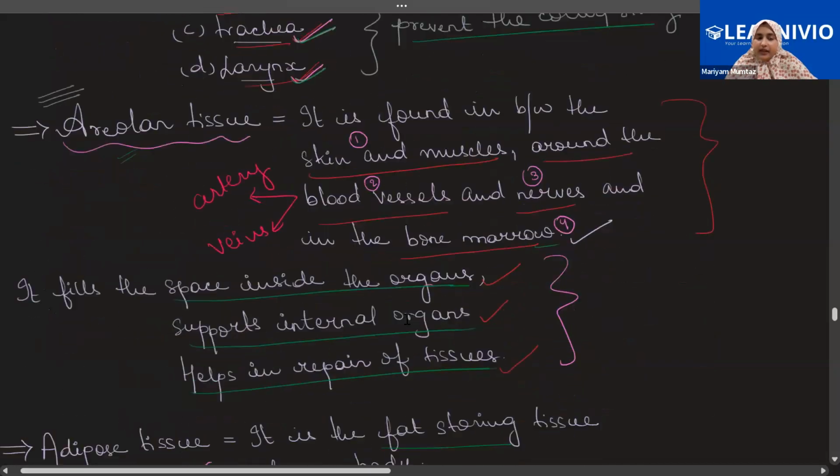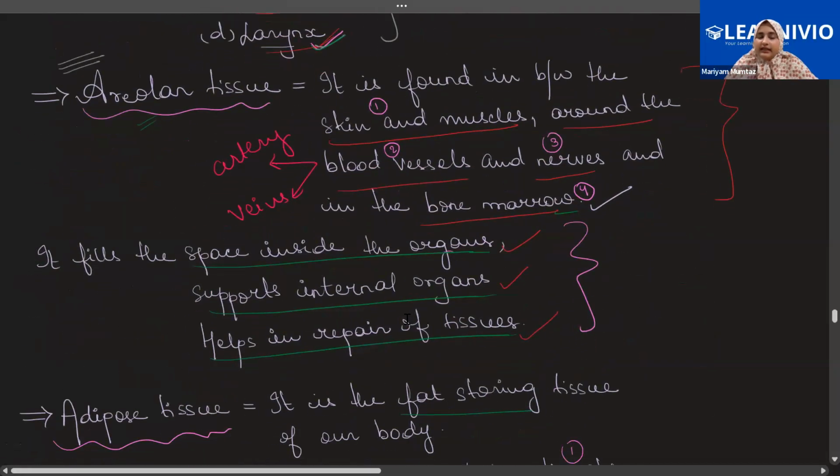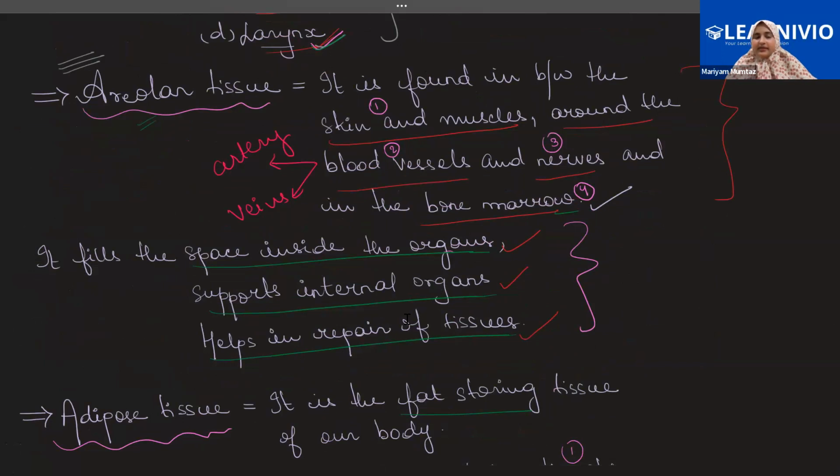Okay. Now, moving forward to the next connective tissue, we have the areolar tissue. Areolar tissue is the tissue that is basically responsible for support, imagine it like that. It has a lot to do with support. So, where is it found? It is found in between the skin and the muscles. It is found around the blood vessels, on the periphery. It is found around the nerves and even inside the bone marrow.